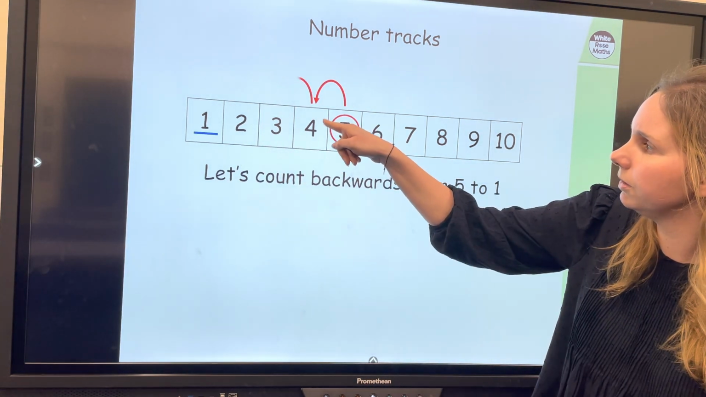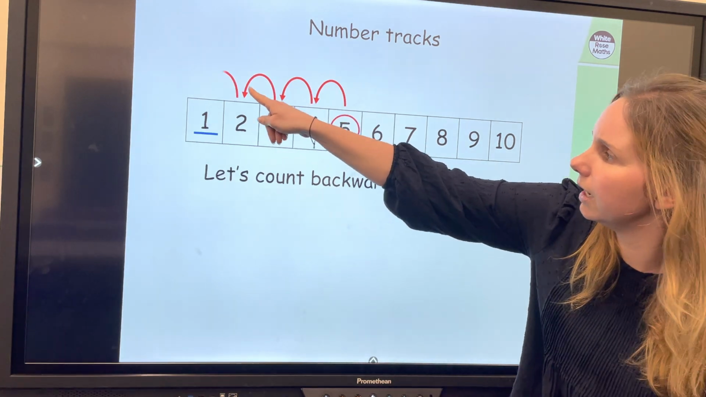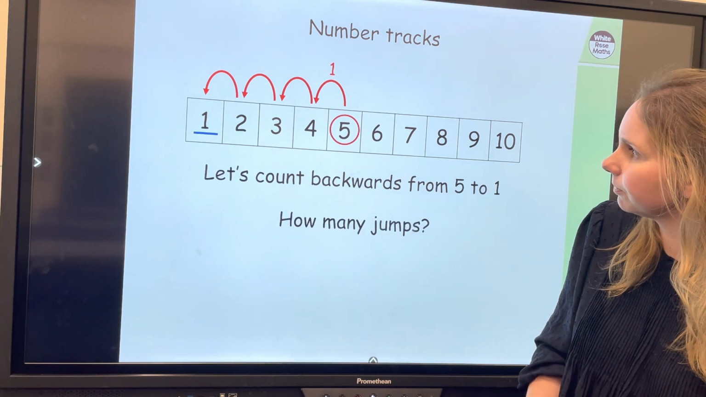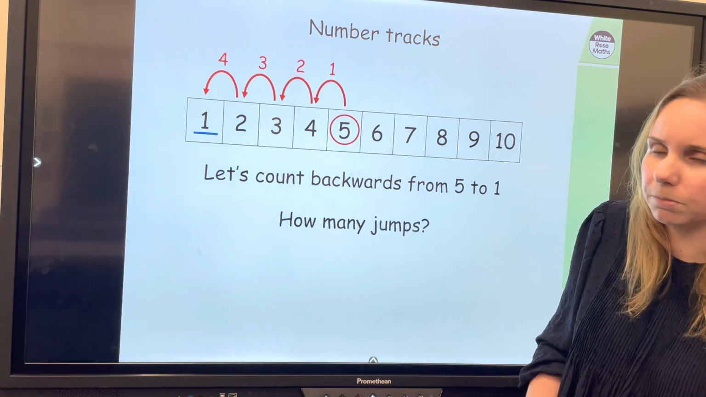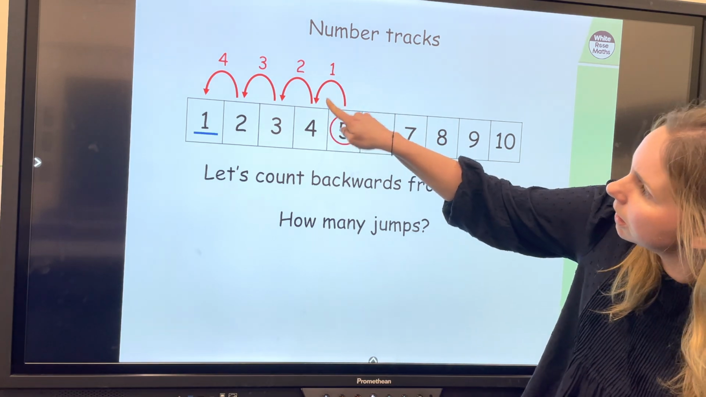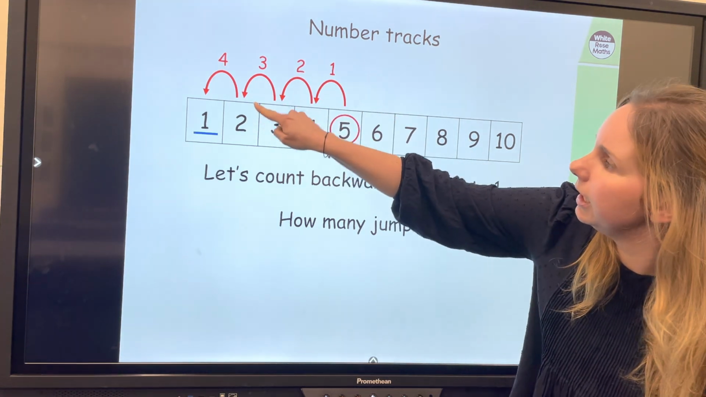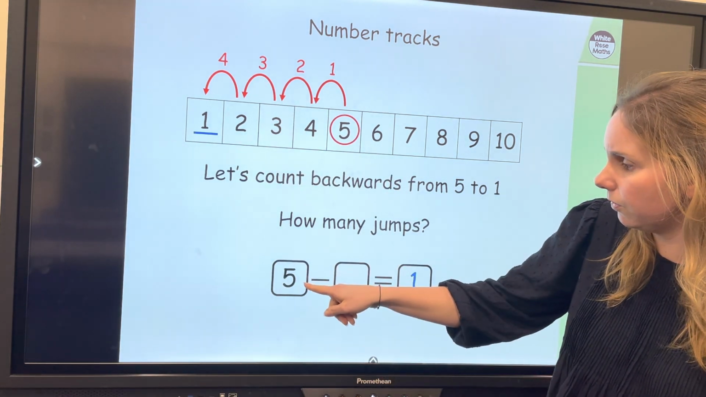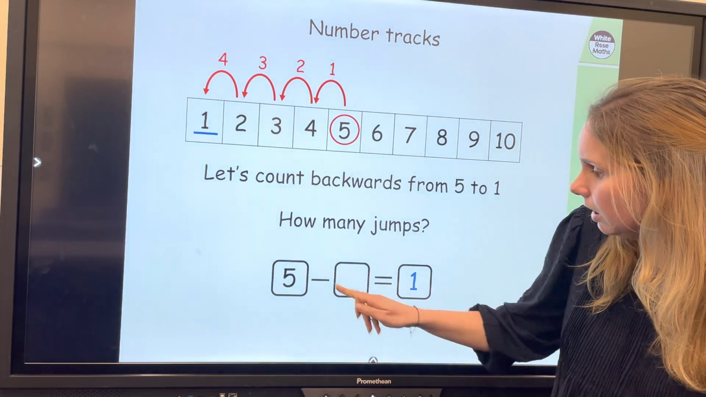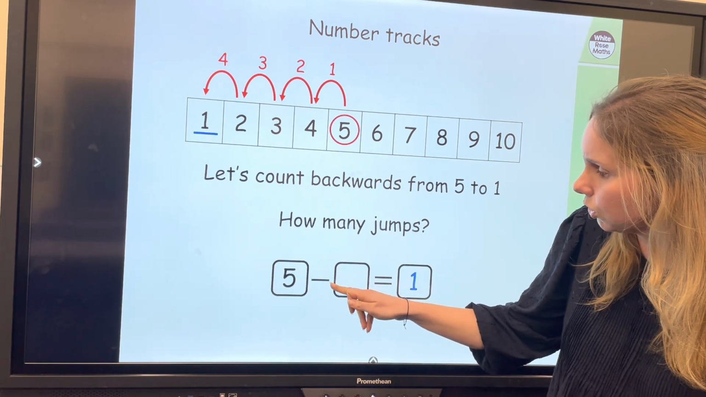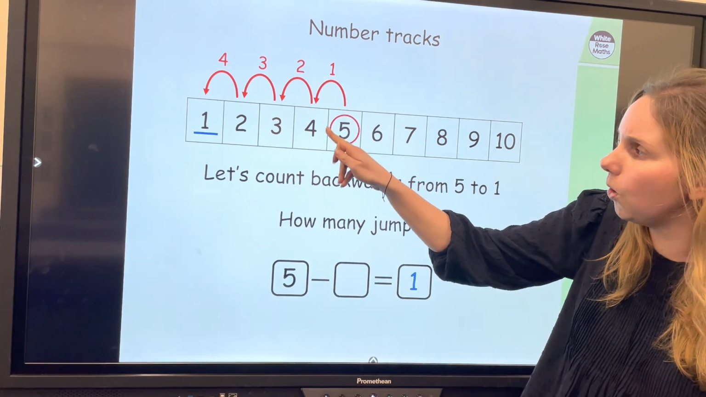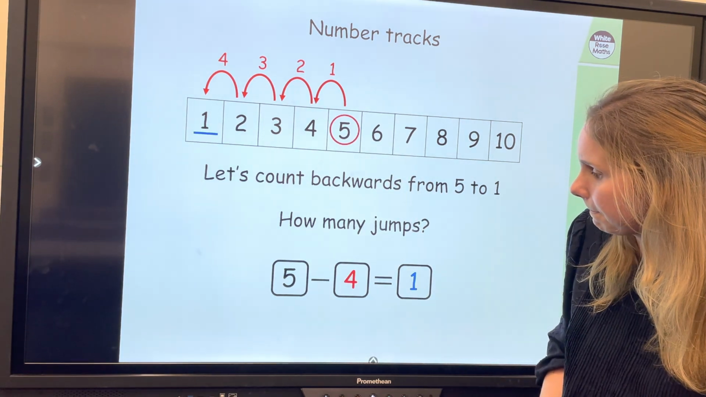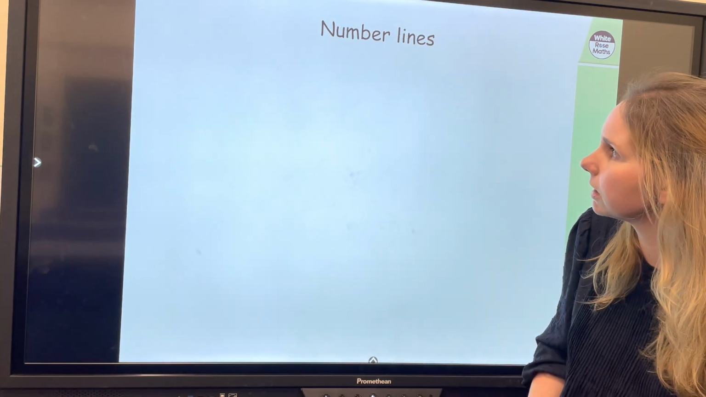And we've jumped once, twice, 3 times, 4 jumps back to land on the number 1. 1, 2, 3, 4 jumps. And it's really important that you see that it's 1, 2, 3, 4, and I land on number 1. So for a subtraction number sentence, we could say that 5 subtract 4 gives us the answer of 1. Remember that symbol is subtract.